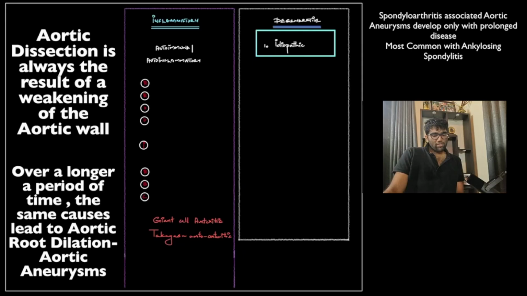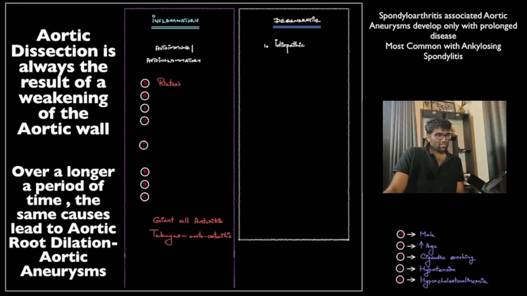However, epidemiologically speaking, the most common cause of aortic aneurysms is either idiopathic or cystic medial degeneration. So in case of aortic syndromes where you have no apparent cause, the risk factors for aortic root dilatation, I abbreviate them using the mnemonic MACHO: M standing for males, A standing for increase in age, C for cigarette smoking, H for hypertension, and O for over the top LDL.